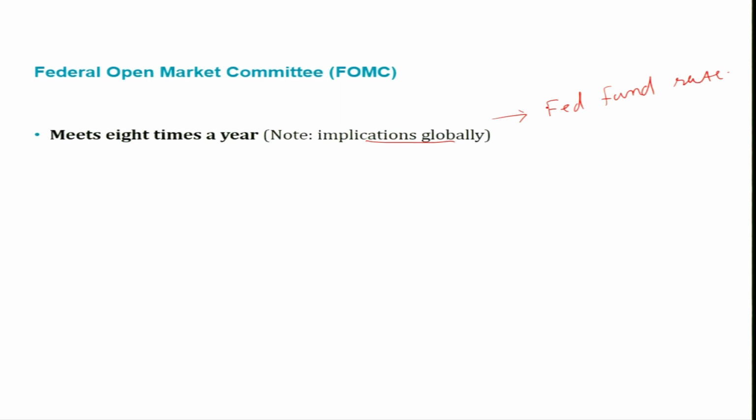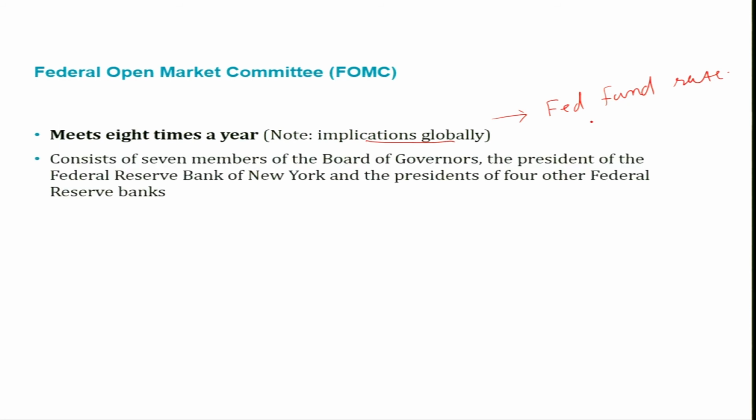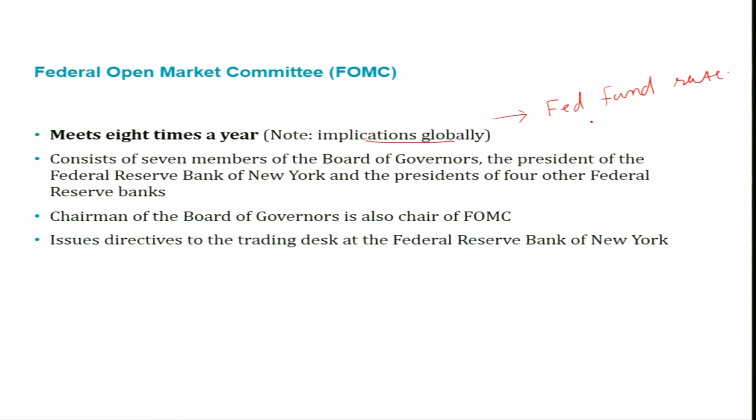When the FOMC increases the Fed fund rate, you know that the rate of interest increases. Obviously, when the Fed fund rate increases, you also need to see that other rates of interest also increase. As a result, there is capital inflow to the US, which also affects other countries. The FOMC consists of 7 members of the Board of Governors, the President of the Reserve Bank of New York and Presidents of 4 other Federal Reserve Banks. The Chairman of the Board of Governors is also the Chair of the FOMC. It issues directives to the trading desk at the Federal Reserve Bank of New York.